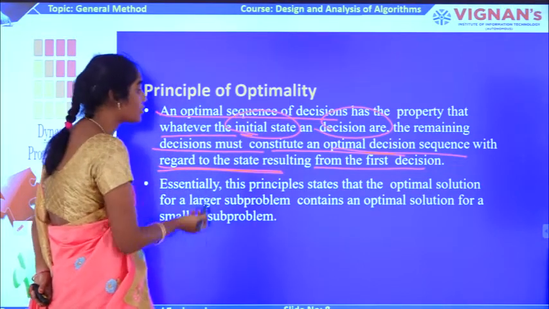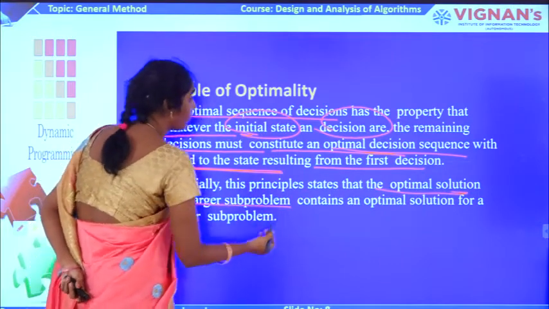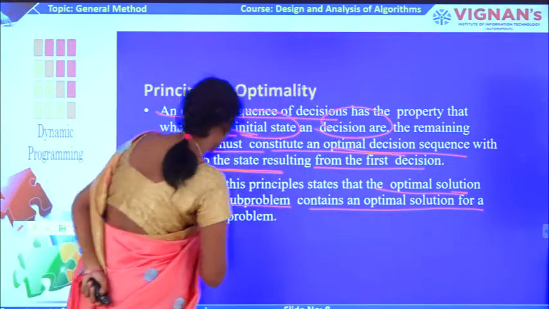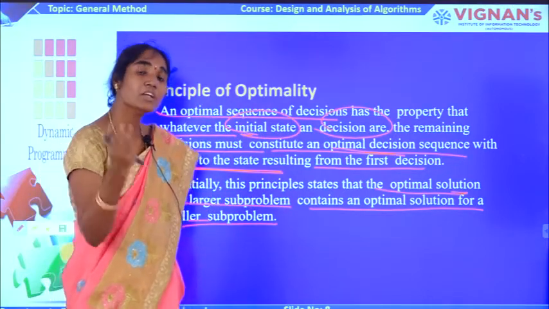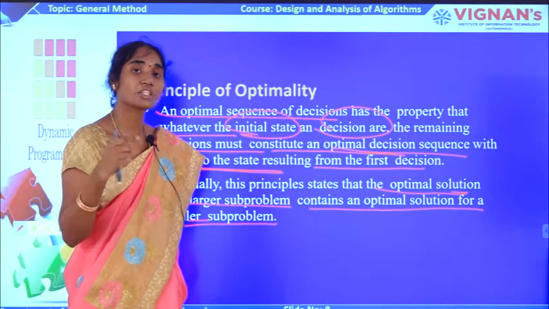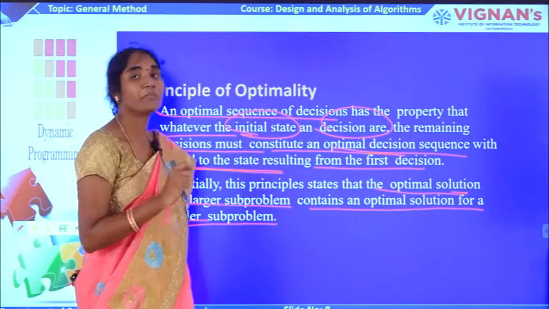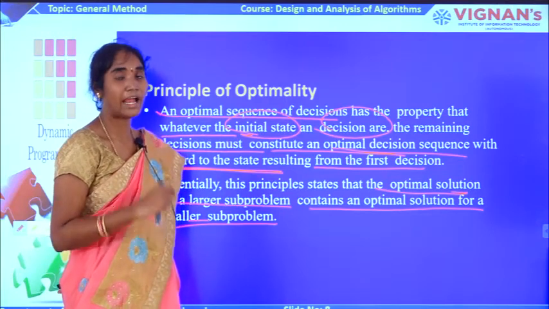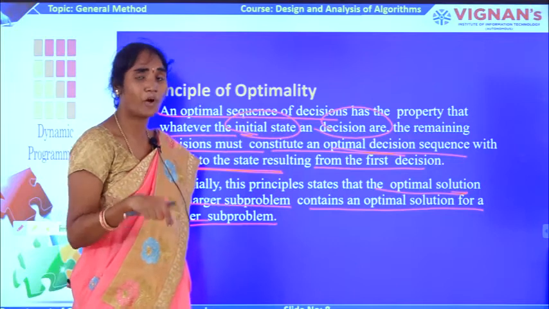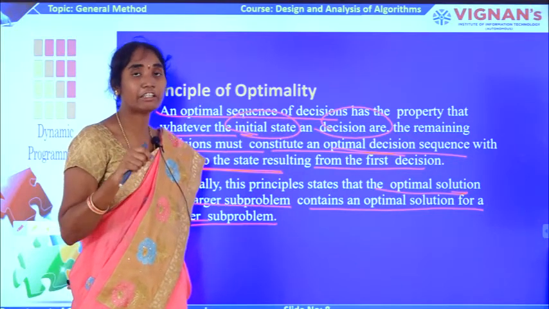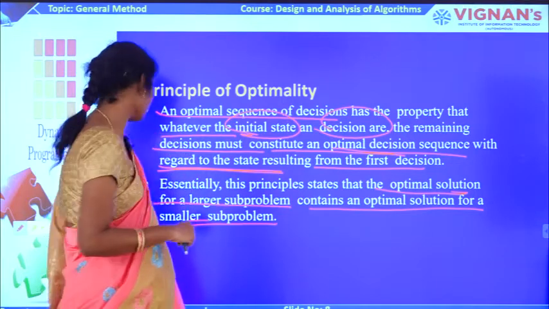Essentially, this principle states that an optimal solution for a larger subproblem contains an optimal solution for a smaller subproblem. Basically, the larger subproblem solution constitutes the smaller subproblem solution. That is the basic idea behind the principle of optimality, and we have to follow it throughout the problem whenever we are finding a solution by using the dynamic programming approach.